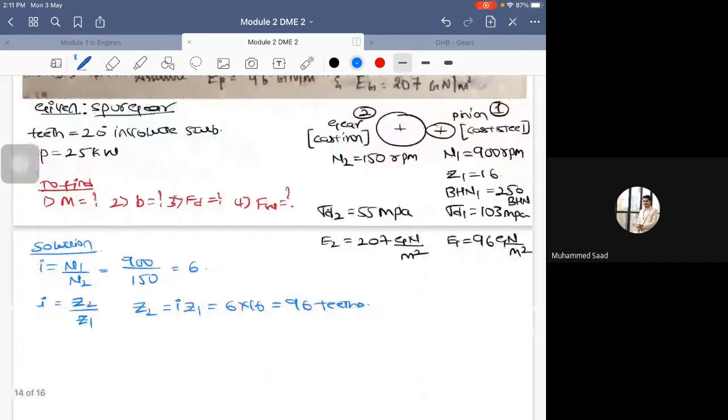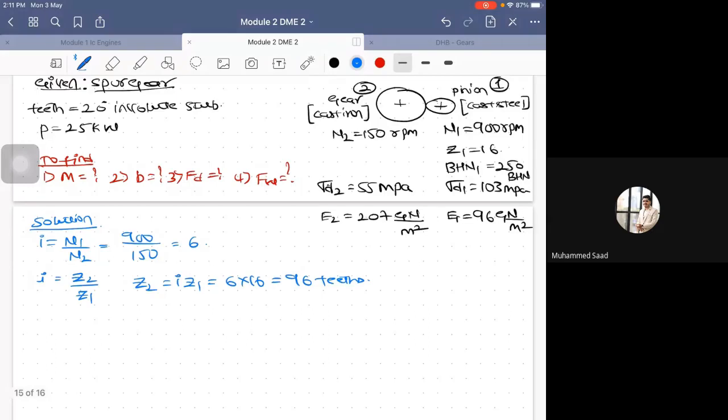Now, once the preliminary calculations of velocity ratio and Z2 are done, before I calculate the module, what is our first main step? Strength factor. Why do we need to do that? What is the reason to calculate the strength factor? Yes, to find the weaker part. Correct, sir. So we need to find the weaker part.